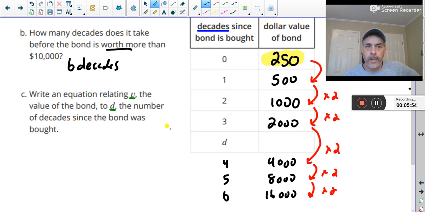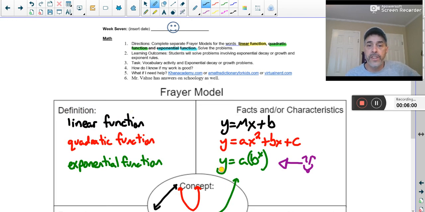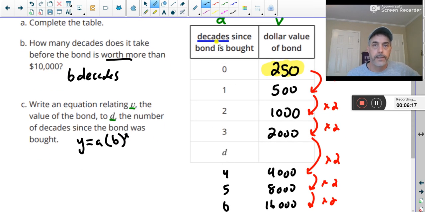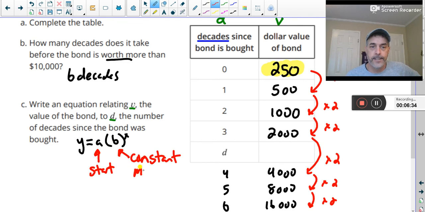Okay, now we're going to write an equation. Just a minute ago on the previous slide, I was talking about this y equals a times b to the x power as our exponential function, which is that repeating multiplication. So I'm going to use this y equals a times b to the x power as the standard form of my exponential function. You may remember from class that a is the starting amount and b is the constant multiplier. Oops, that's not an n. I'm still learning how to write on this.